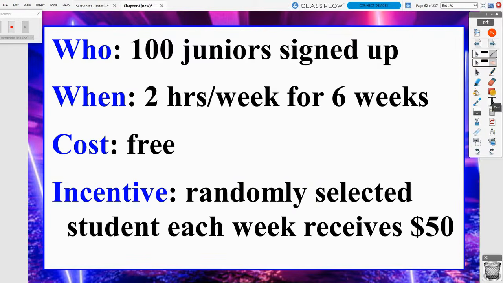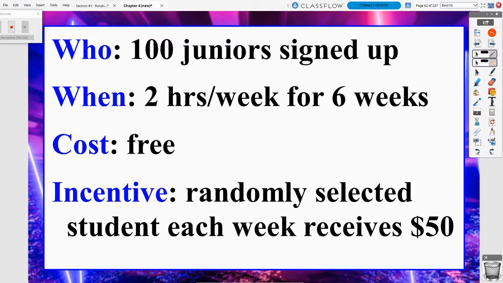Now, let's say we have 100 juniors signed up for this SAT prep course, and they're going to take it 2 hours a week for 6 weeks, and it doesn't cost them a dime. The school really wants these kids to get better SAT scores, so why would they charge them money, right? So let's offer this to them for free.